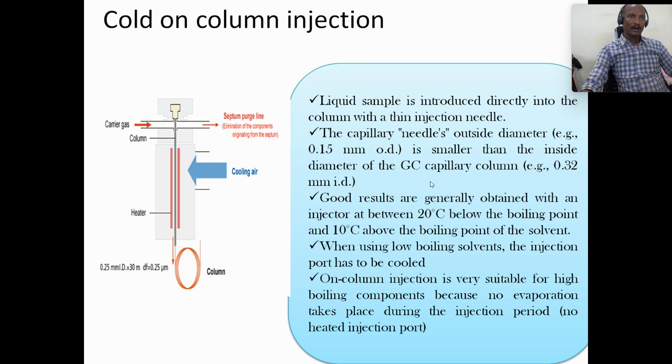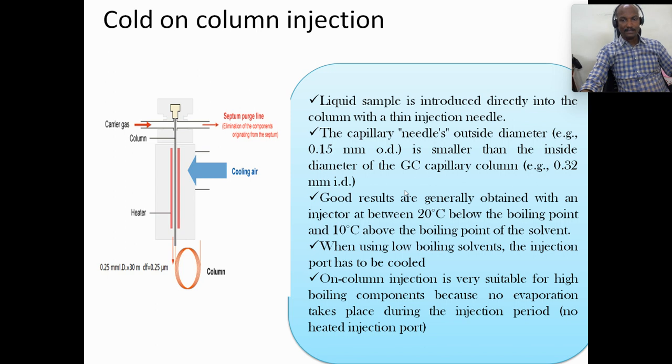Next, one more important aspect is cold on-column injection. Here, the liquid sample is introduced directly into the column with a thin injection needle. The needle's outside diameter is smaller than the column's inside diameter, especially for the capillary column. A common internal diameter is 0.32 mm. Good results are generally obtained with an injector temperature between 20 degrees centigrade below the boiling point and 10 degrees centigrade above the boiling point of the solvent. When using low boiling solvents, the injection port has to be cold.